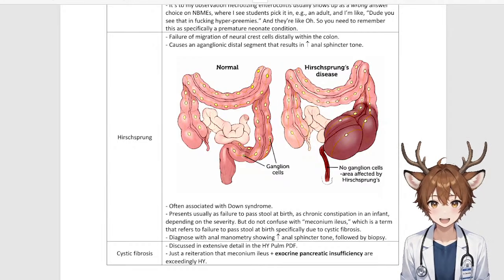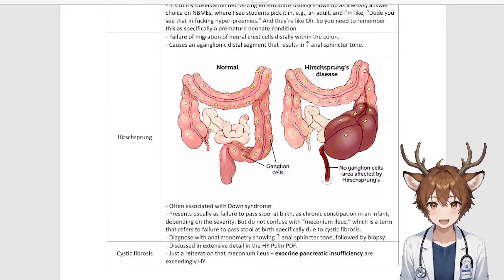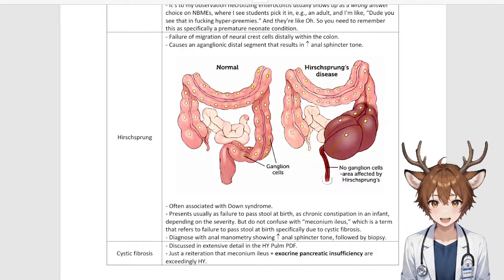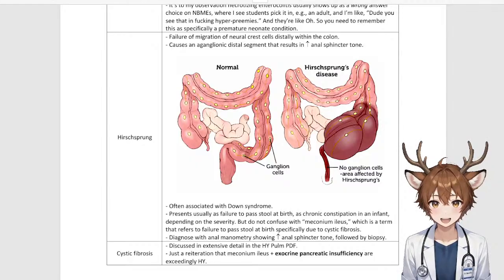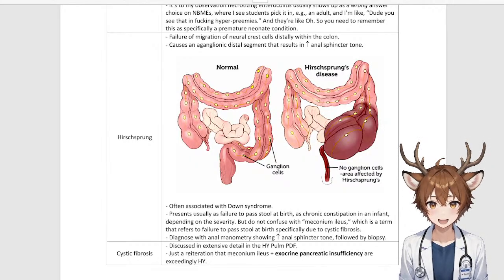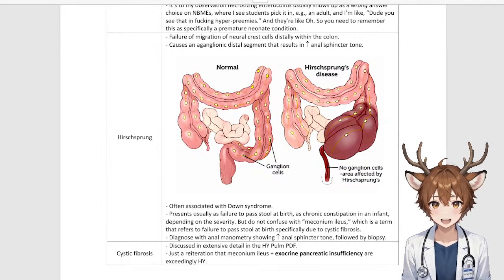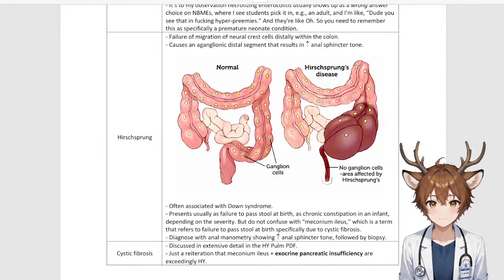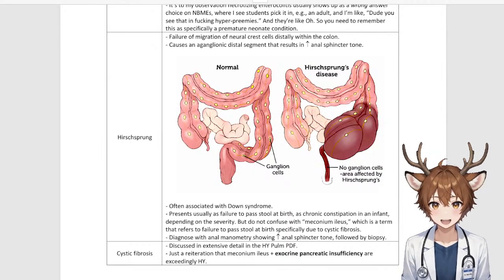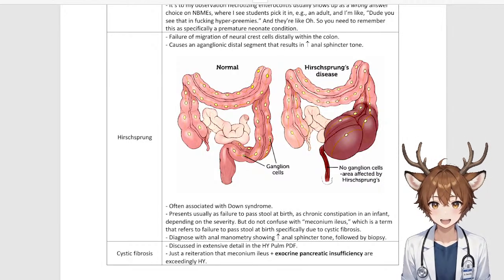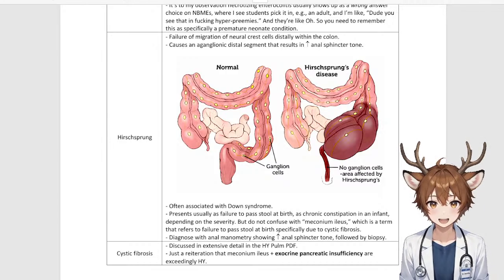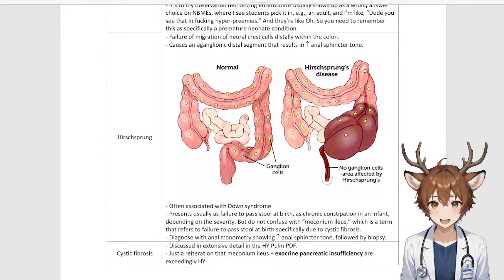But what about Hirschsprung's disease? Failure of the migration of the neural crest cells distally within the colon causes an aganglionic distal segment that results in an increase in anal sphincter tone. That's normal. And then right here you have no ganglion cells, the area affected by Hirschsprung's disease. Often associated with Down syndrome, presents usually as a failure to pass stool at birth or chronic constipation in an infant, depending on the severity, but do not confuse with meconium ileus, which is a term that refers to failure to pass stool at birth specifically due to cystic fibrosis. Diagnosed with anal manometry, showing an increase in anal sphincter tone, followed by biopsy.